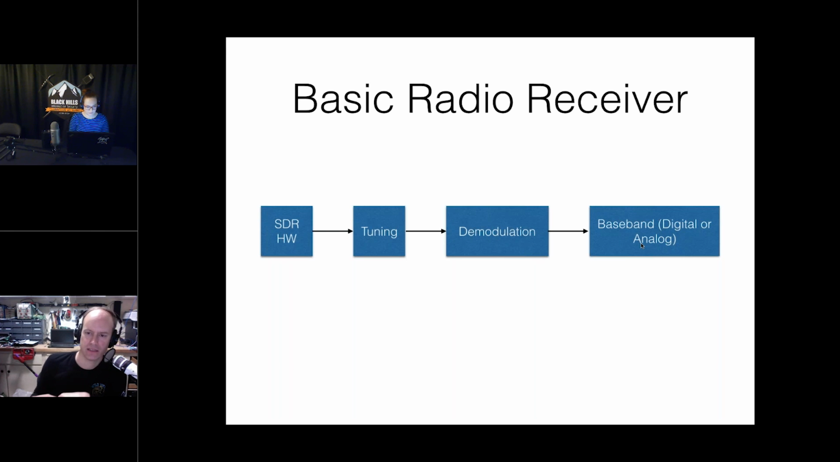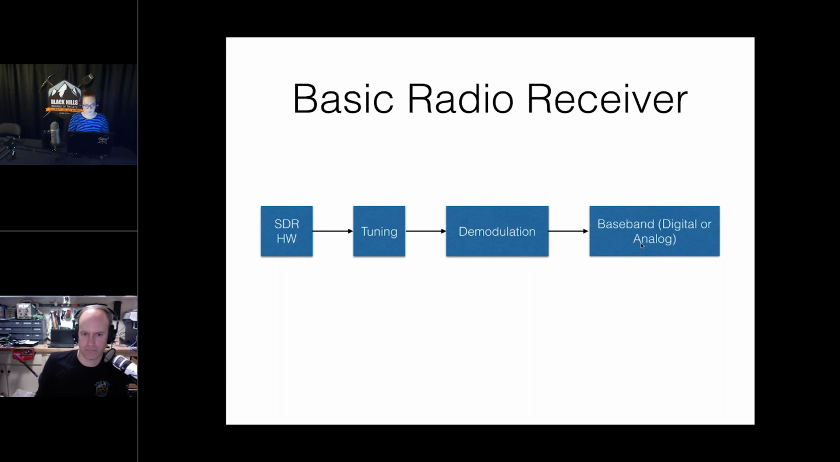And then you've got, at the end of that process, what we'll call your baseband, which has a slightly different definition in radio world than it does in some other telecom contexts. But what it means is basically the signal that you're trying to get. That means digital bits, or it means analog stuff like voice.